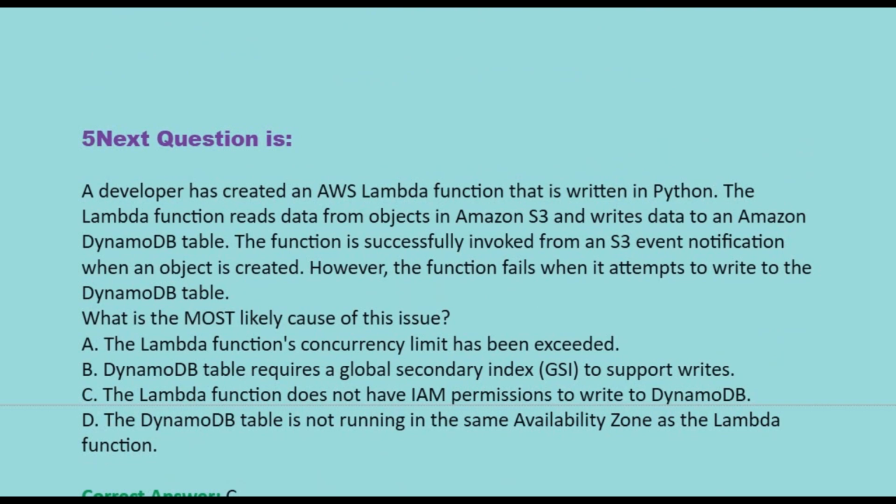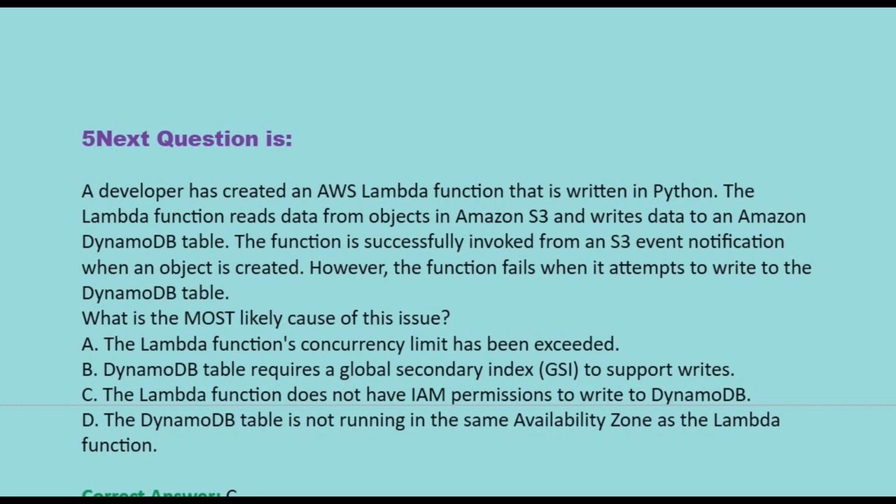Question is, a developer has created an AWS Lambda function that is written in Python. The Lambda function reads data from objects in Amazon S3 and writes data to an Amazon DynamoDB table. The function is successfully invoked from an S3 event notification when an object is created. However, the function fails when it attempts to write to the DynamoDB table. What is the most likely cause of this issue?